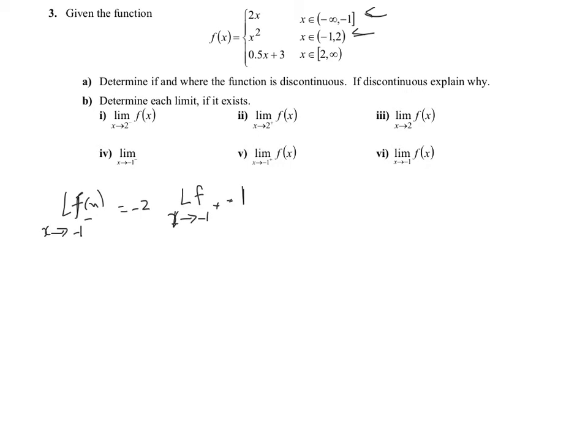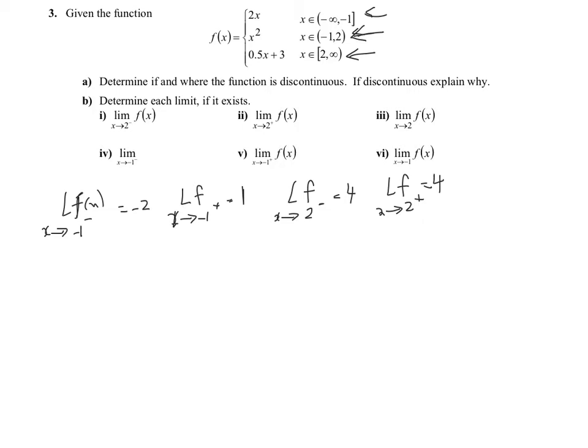The second extreme point is 2. The limit of the function when x goes to 2 from the left, we have to use this formula. And 2 squared becomes 4. The limit of the function when x goes to 2 from the right, we have to use this formula. Now 2 times 0.5 is 1, 1 plus 3 is 4. And you can see that the limits exist, so the function is not discontinuous at 2.